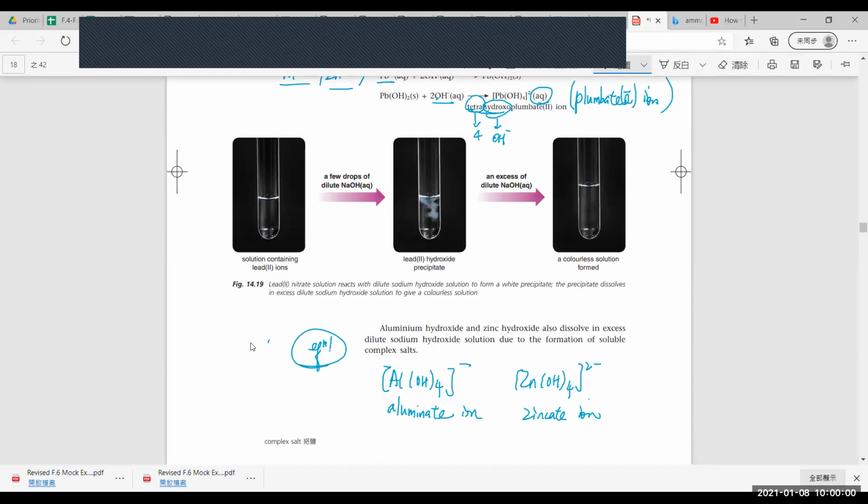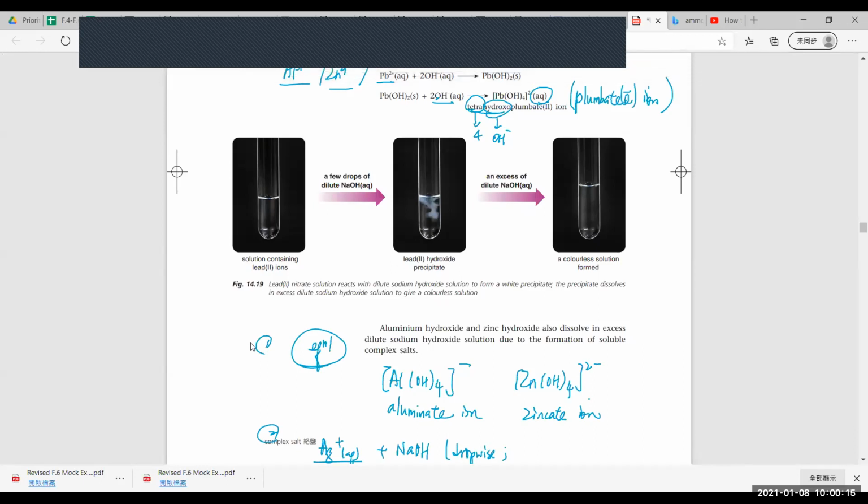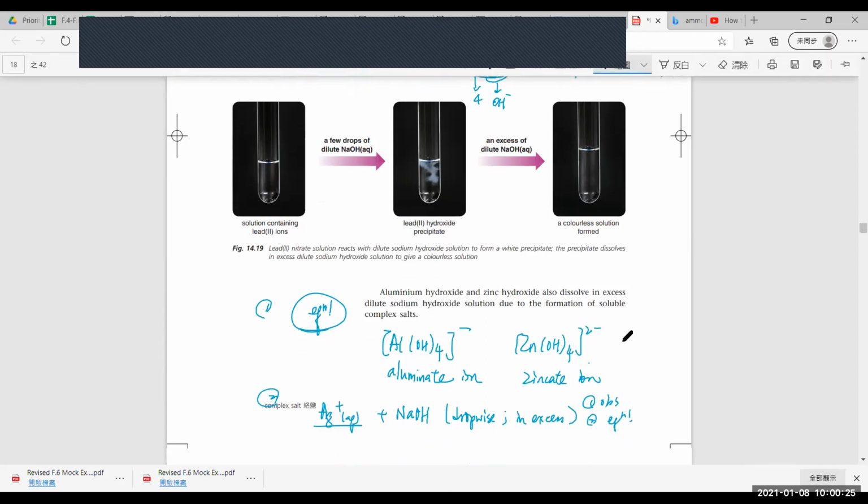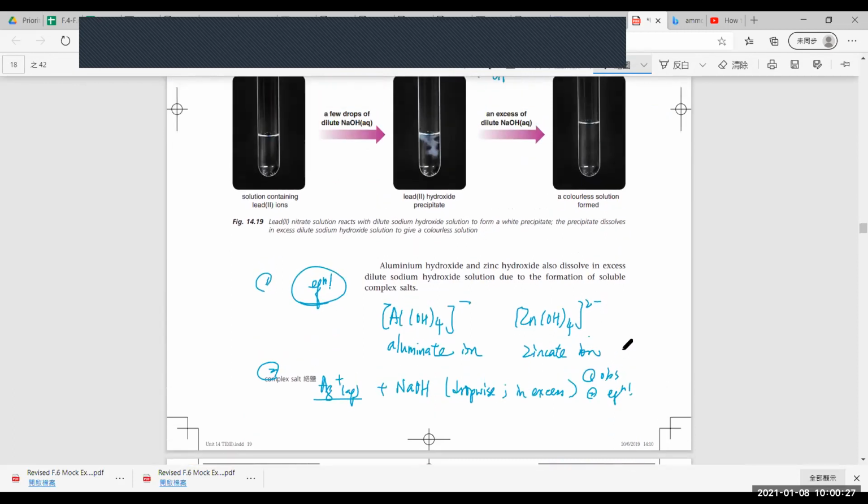And I give you one more challenging question. What will happen if I have silver ion reacting with NaOH? Give me 2 observations. One is with dropwise alkaline, what will happen? The other one is in excess, what will happen? Give me the observation and give me the equation if there is anything to explain the observation. Is that clear?